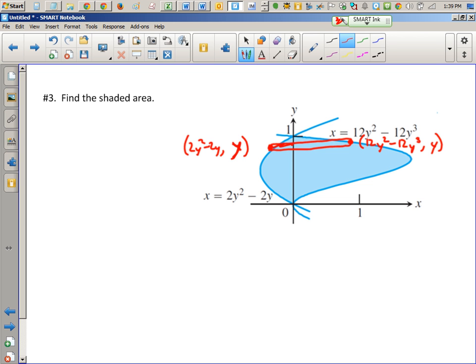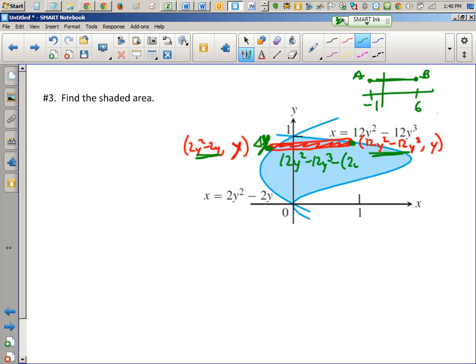So let's look at that rectangle. I want the area of that thing. Its thickness is delta y now. And its length is the rightmost curve minus the leftmost curve. It's kind of like if somebody asked you how far apart are these points. It's 7. You subtract the x's, right? From A to B is 7 units. I'm subtracting the x's here to get the length of that rectangle. So this length is 12y squared minus 12y cubed minus 2y squared minus 2y. That's how long it is this way.